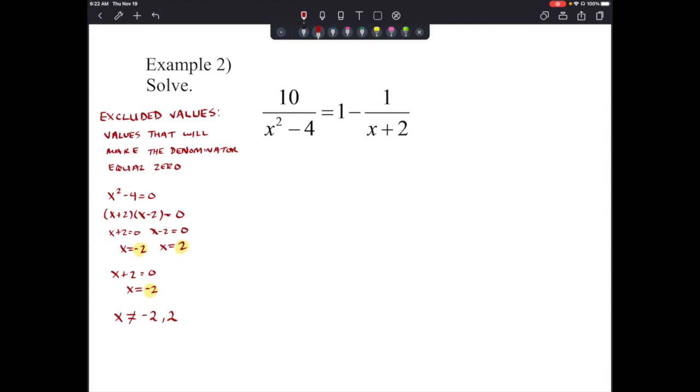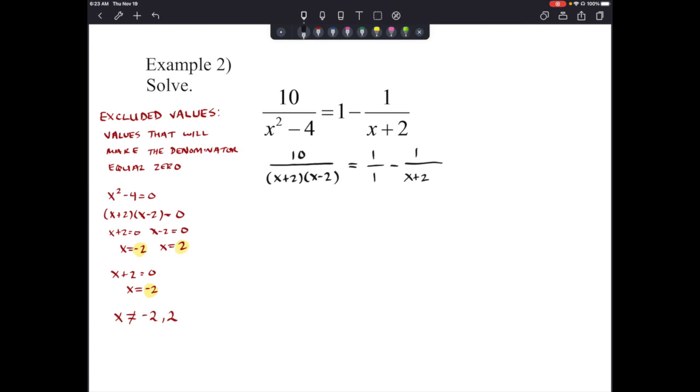We have 10 over x squared minus 4 equals 1 minus 1 over the quantity of x plus 2. Okay, so we're going to do it just like we have been doing in the recent lessons. We want to make sure all of our denominators are factored first. So we're going to have 10 over the x plus 2 times the x minus 2, and that should equal 1, and I'm even going to throw it over 1 for just a moment, minus our 1 over x plus 2.